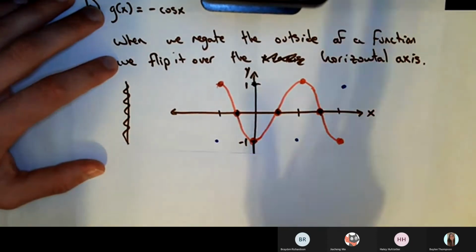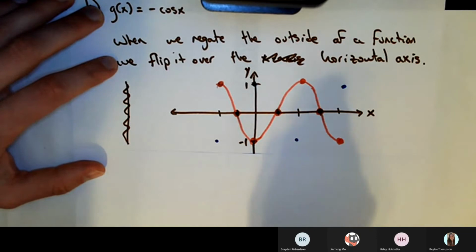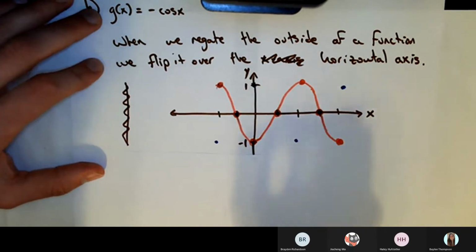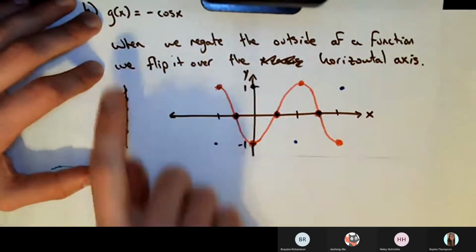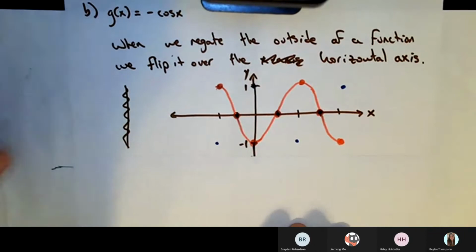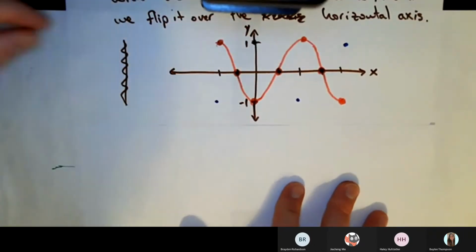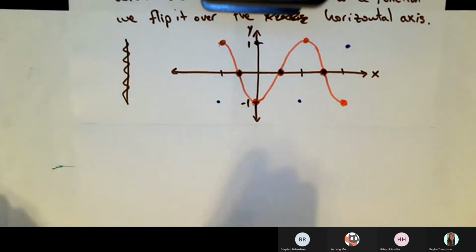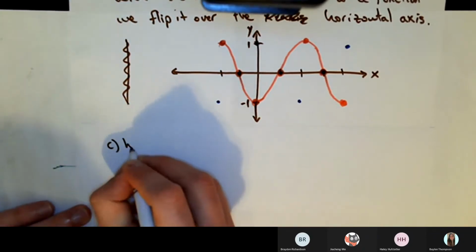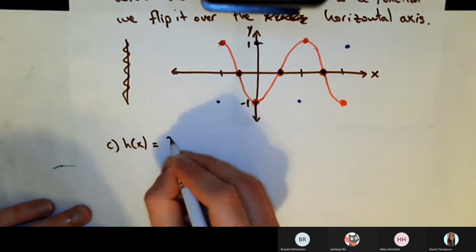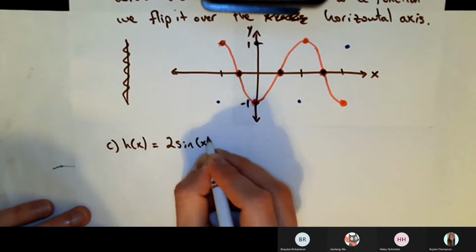So we're doing two things here. We're learning about sine and cosine graphs, and we're also recalling these different types of transformations you can do on functions in general. I'll leave that there for one more minute while I write down example C. h of x equals 2 sine of x.